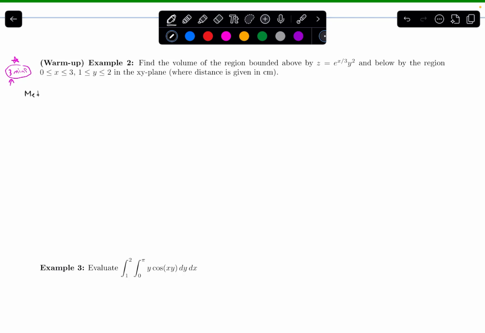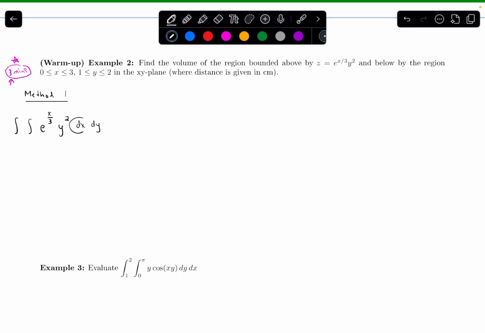So method 1. Let's set up our double integral. So I'll have my double integral of my function. Remember, to find the volume, I take the double integral of this function. So we got e to the x over 3 times y squared. I've got to pick some order of integration. So maybe I'll do dx inside and then dy outside. It doesn't really make too much of a difference for this problem.